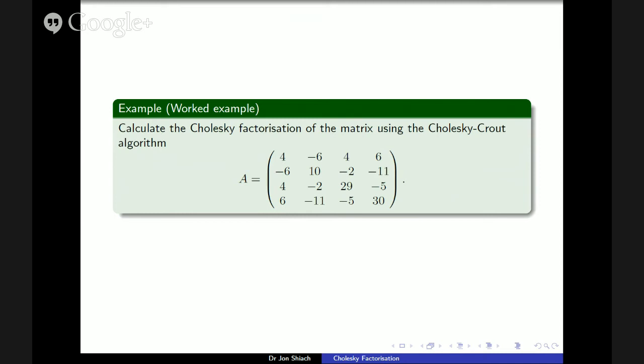L43. So we've got 1 over L33 times A43 minus L41 L31 minus L42 L32. This is just relating to those two equations, one for the main diagonal element, one for beneath the main diagonal. L33 was 3, so I've got 1/3.